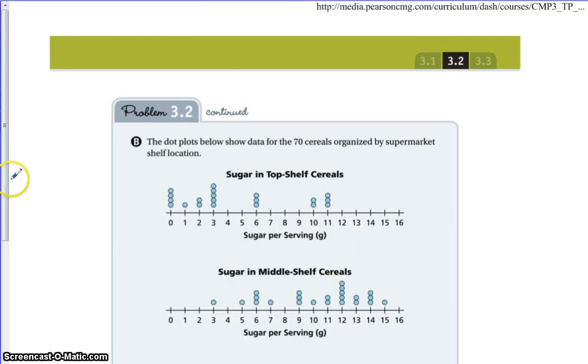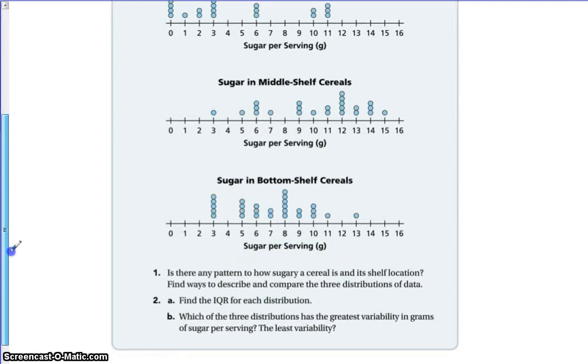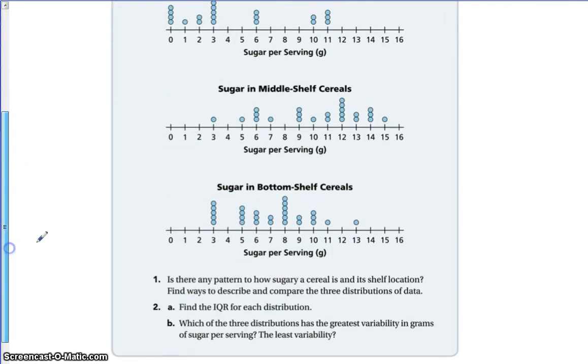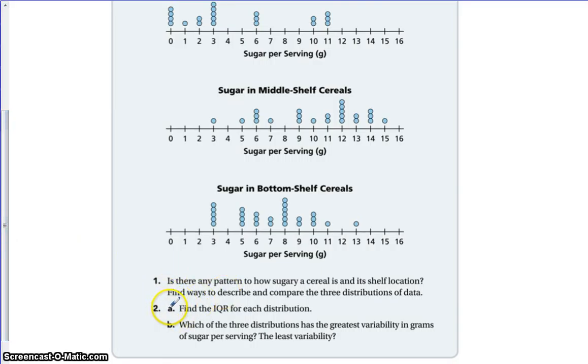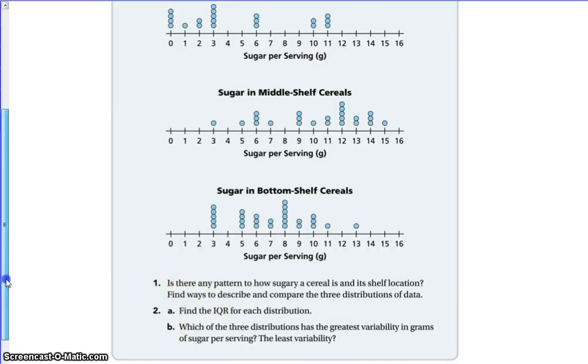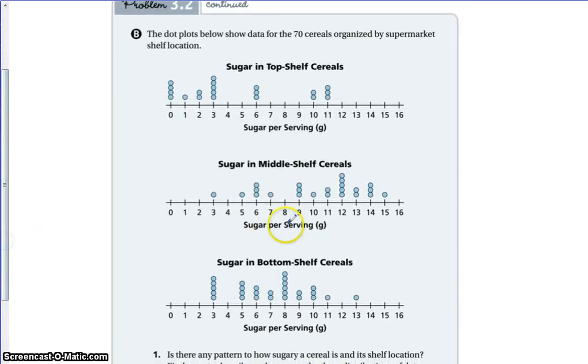For B, what I want you to do before coming to class is to answer B2A and B2B before coming to class. So that is finding the IQR for the top, the middle, and the bottom shelf cereals. Okay, and then these dot plots are separated by the shelf where they came from. What they did is they took that dot plot from A and divided it up by the number of cereals per shelf.